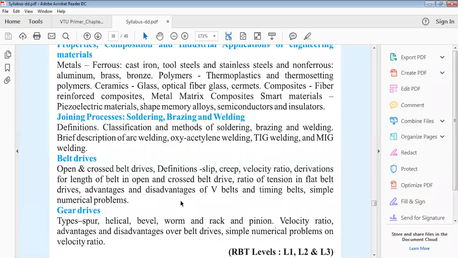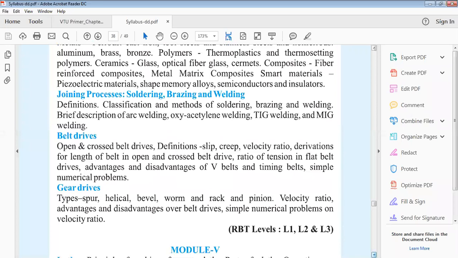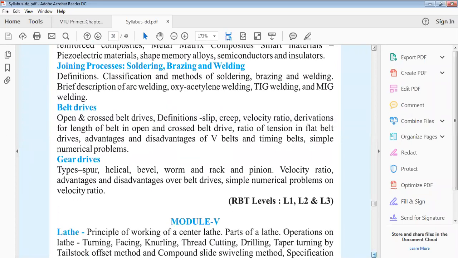four aspects we are supposed to cover. That is the material aspect: various properties, classifications, and composite materials, ceramics, piezoelectric materials, shape memory alloys, and everything. The second one is welding, joining of metal to metal or metal to a different material. Another one is belt drives, which are basically used for transmitting power. And the fourth one is gear drives. Again, we use them for transmitting power from one to another. So that completes module 4.